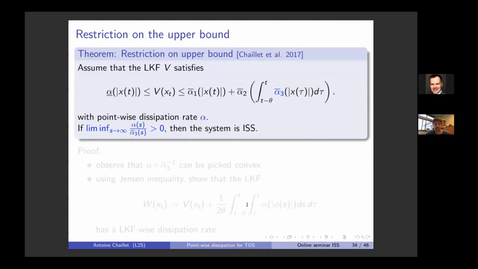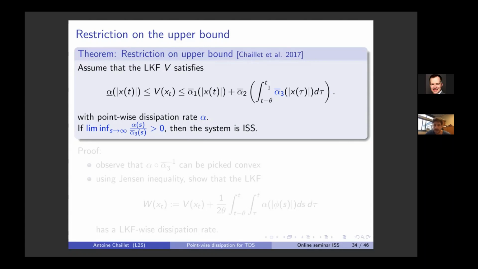So when can we say that a pointwise dissipation indeed ensures iISS? There are two ways to do this: either restricting the upper bound on the Lyapunov functional, or restricting the vector field. The first result is about restricting the upper bound on the Lyapunov functional. I assume that the upper bound on V is not whatever K-infinity function of the history function, but can be decomposed into non-delayed terms plus a nonlinear function of the integral of the delayed terms.